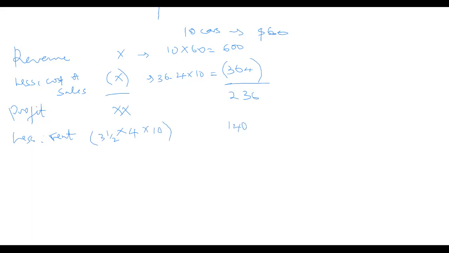Then you have the admin cost, which was $2. I'm referring to the previous example. I hope you have it with you, otherwise it's going to be very complicated for you. It was $2 and 10 items, so times 10 to give us 20. This is another cost. To give us, therefore, 236 minus 140 minus 60. To give us how much? 26.